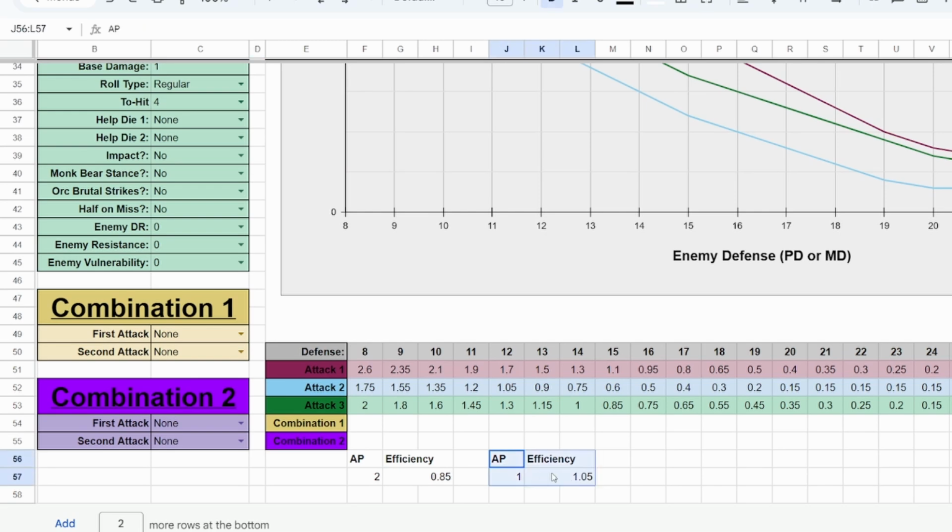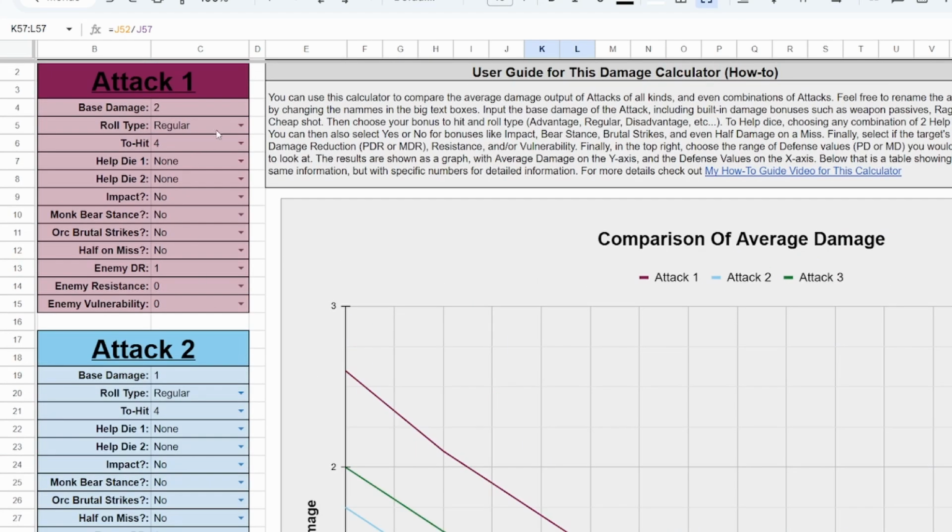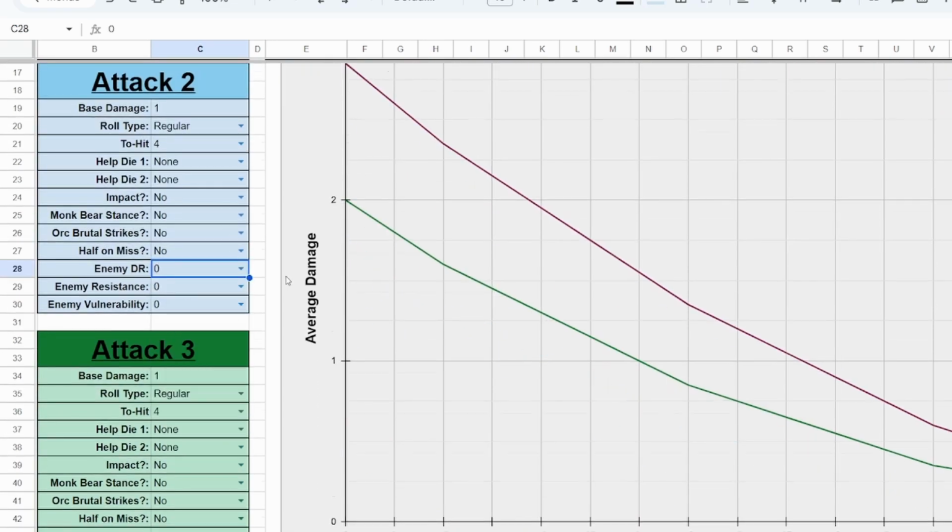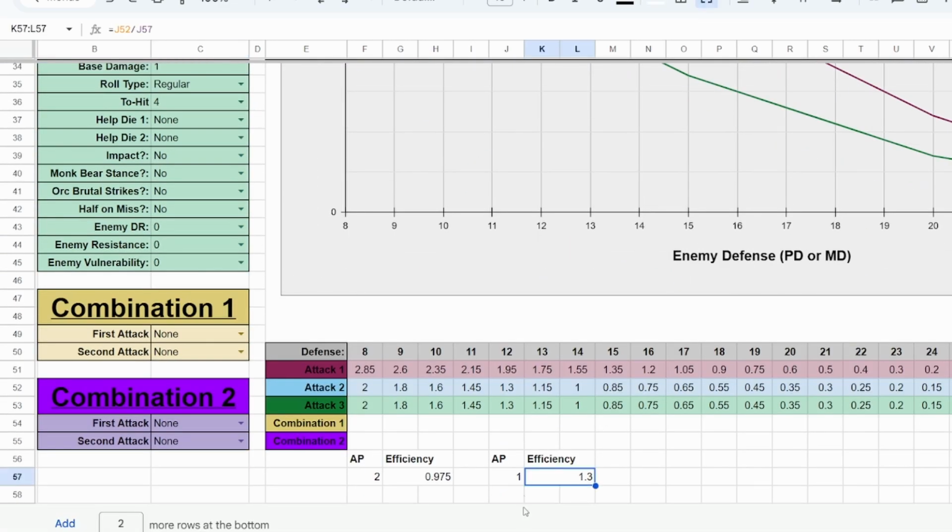Over here, we can see this is my attack, just normal, right? I got the 1.05, wait, hold on. Yep, this is 1.05 damage. If I got my 1 base damage weapon, oh, sorry, I'm removing the damage reduction here. That's important. Just a regular attack. So we got 1.3 efficiency for just spending 1 AP, and we got 0.975 efficiency for spending 2 AP.